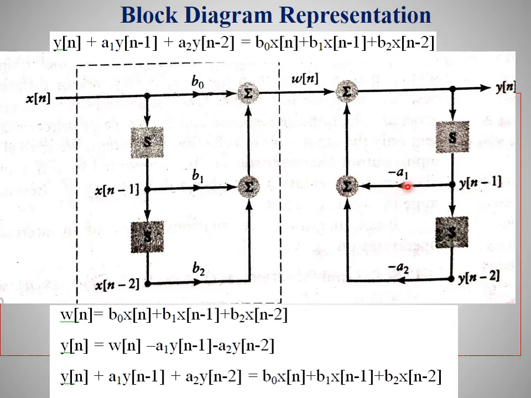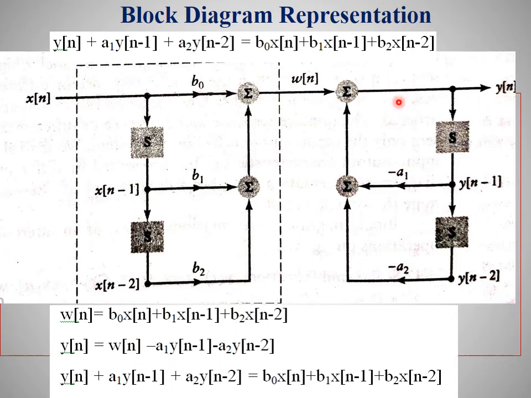So once we have generated the expression, now let us try to complete the second expression. So w of n is generated here. First, let us try to add these two elements as before. So we are going to add minus a1 y of n minus 1 and minus a2 y of n minus 2. That is why the first adder is here. The next one is we would like to add the resultant to w of n to generate y of n. That is what is done in the last case. We have added the resultant of minus a1 y of n minus 1 and minus a2 y of n minus 2 to w of n, and we have got the resultant.